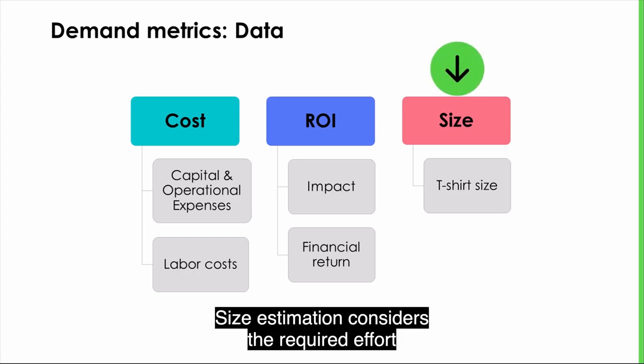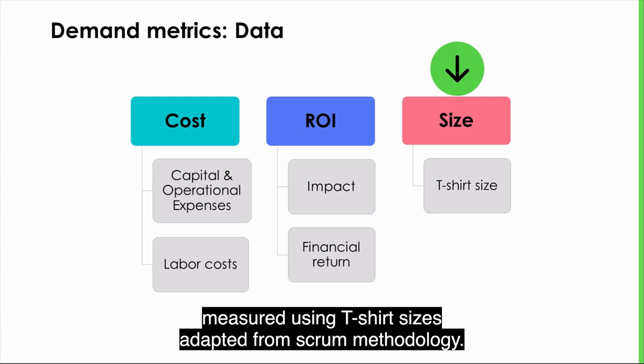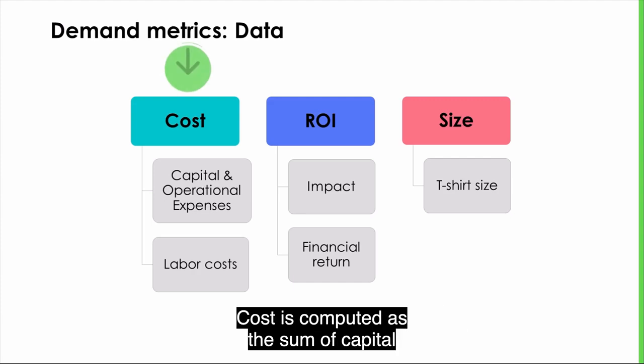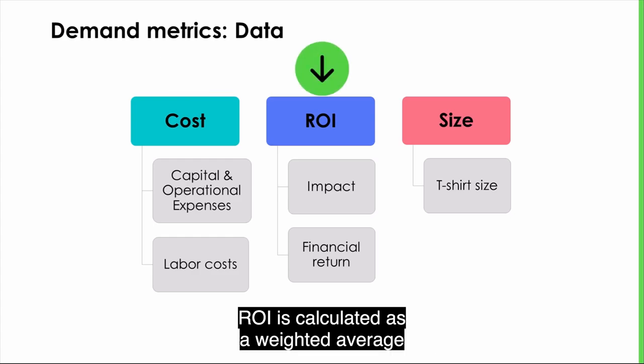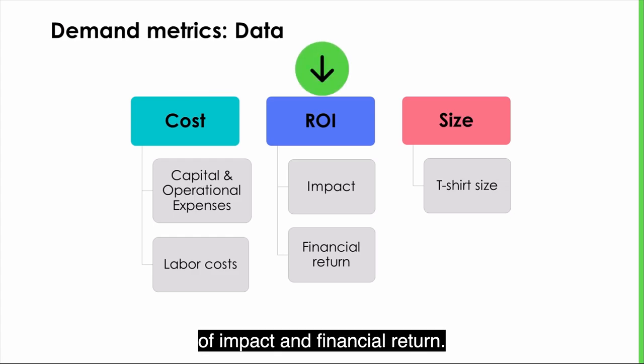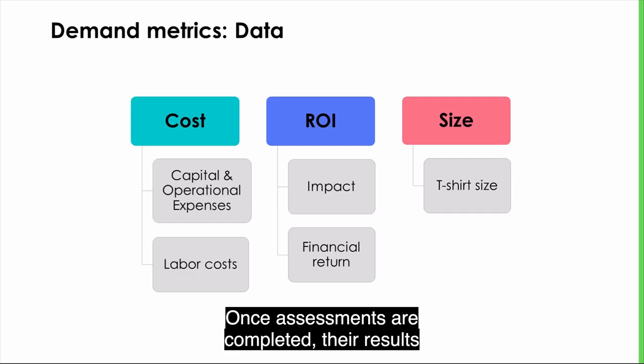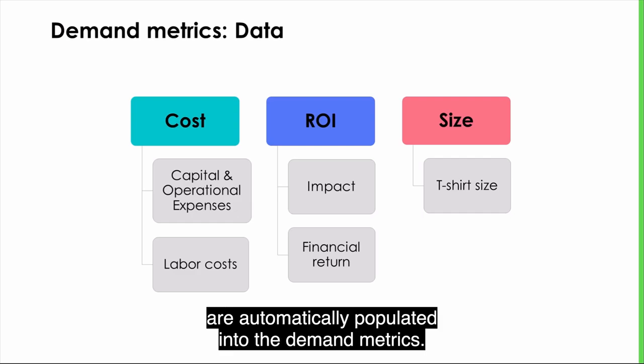Size estimation considers the required effort, measured using T-shirt sizes adapted from Scrum methodology. Cost is computed as the sum of capital and operational expenses. ROI is calculated as a weighted average of impact and financial return. Once assessments are completed, their results are automatically populated into the demand metrics.